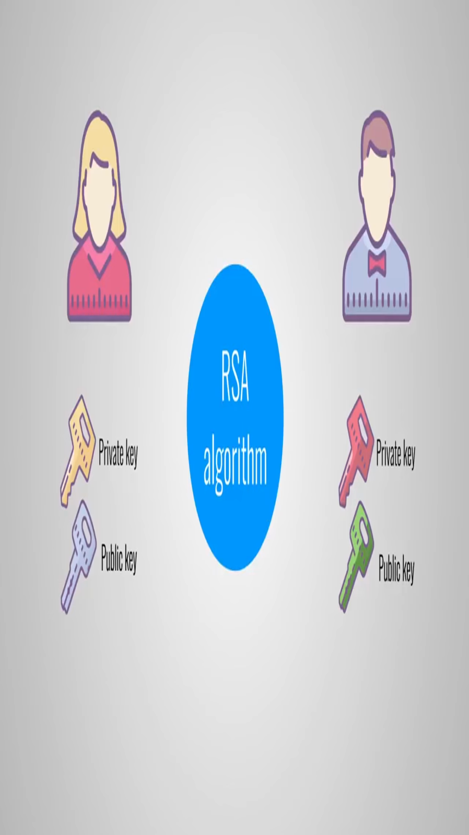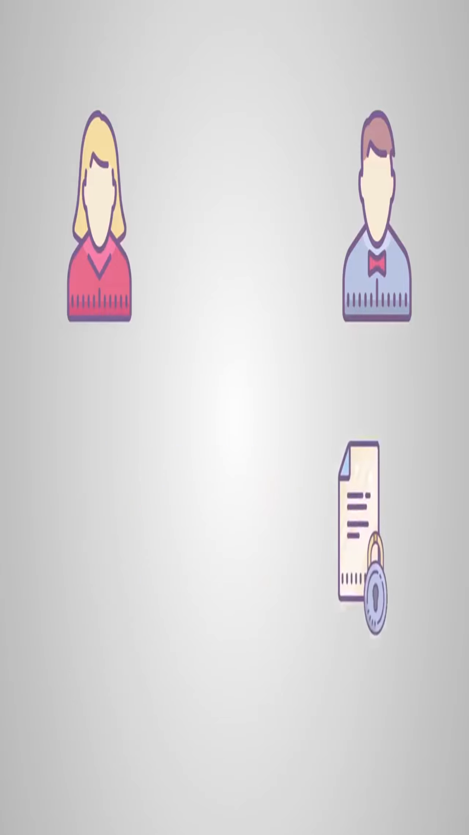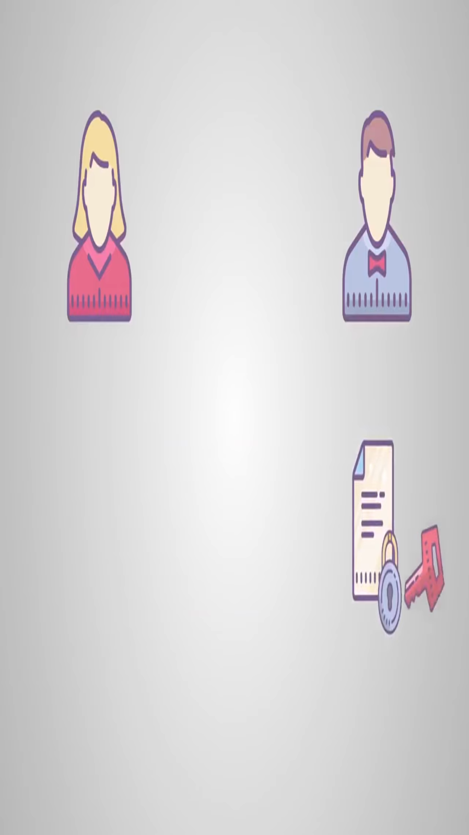Let's now take a look at how Alice and Bob can use asymmetric encryption to communicate securely with each other. They start by exchanging their public keys. Bob gives his public key to Alice, and Alice gives her public key to Bob. Now Alice can send her sensitive document again. She takes the document and encrypts it with Bob's public key. She then sends the file to Bob, who uses his private key to unlock the document and read it.